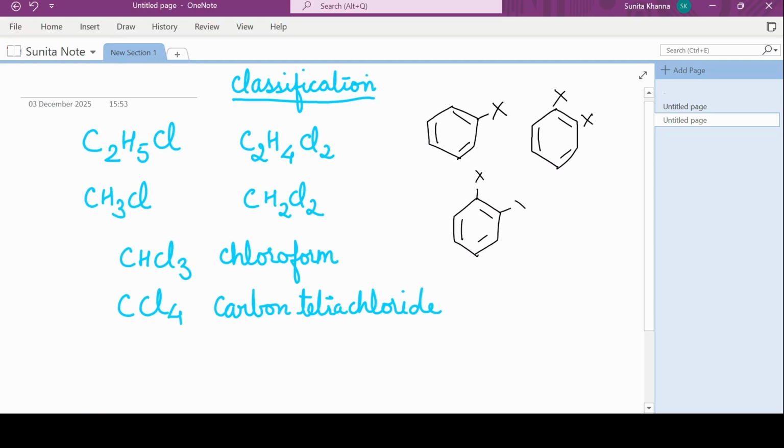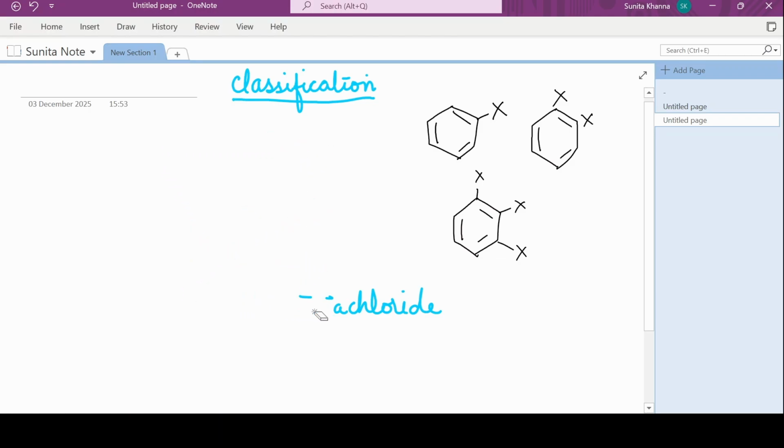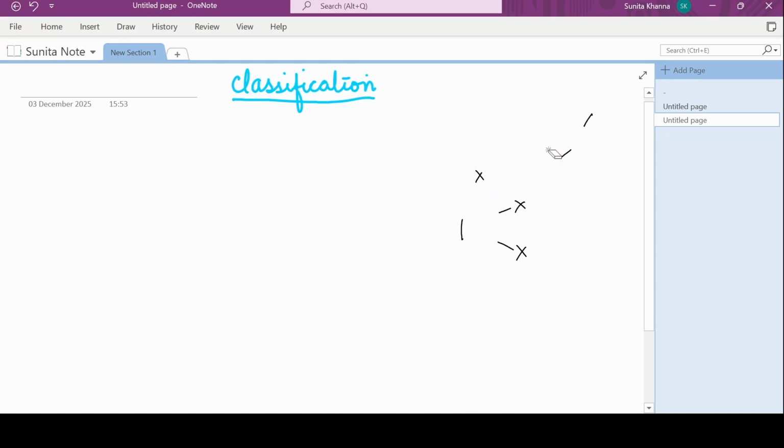Okay, remember the classification is on the basis of what? On the basis of the number of hydrogen atoms getting replaced by the halogen. Yeah, it is one criterion of classification. What is the other criterion of classification? The other criterion is whether the halogen is attached to an sp2 hybridized carbon atom or an sp3 hybridized carbon atom.